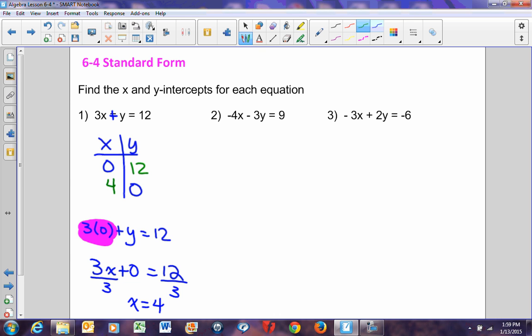So now to find my intercepts, it's very simple. You're just going to read down your table. My x-intercept is 4. My y-intercept is 12. And I'm going to write that off to the side. The x-intercept equals 4, and my y-intercept is equal to 12. You read your table down when you're looking for the intercepts.